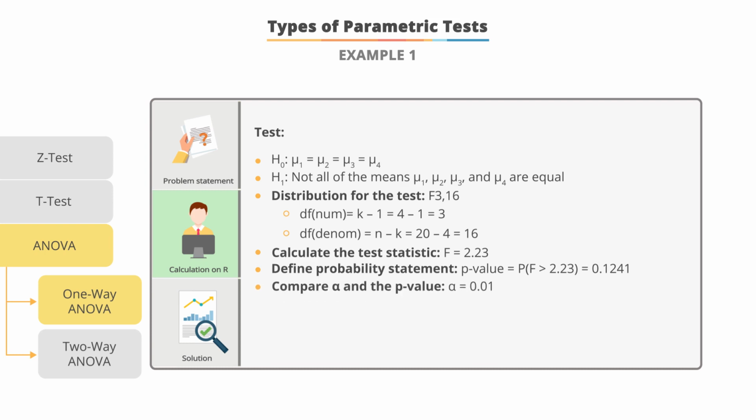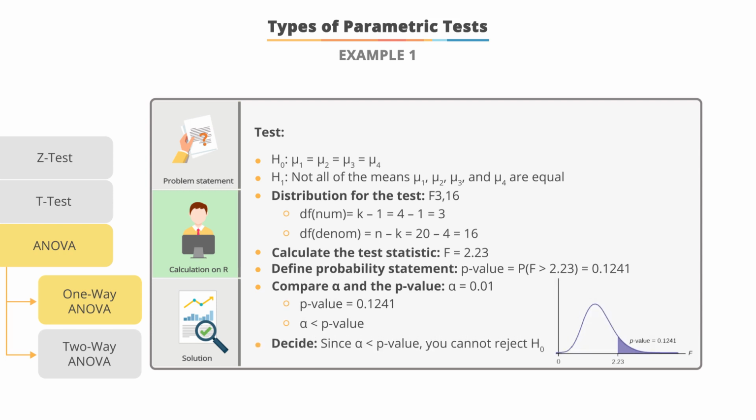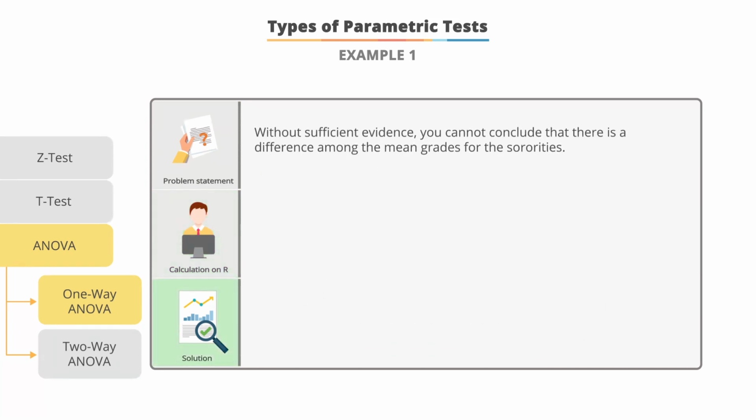Now if we set alpha at 0.05, or if we set it at 0.01, in either case, the p-value, 0.1241, is greater than alpha. So it doesn't fall inside that rejection range, so we cannot reject the null hypothesis. So without sufficient evidence, based on our test, we can't conclude there's a difference among the mean grades for these 4 sorority groups.